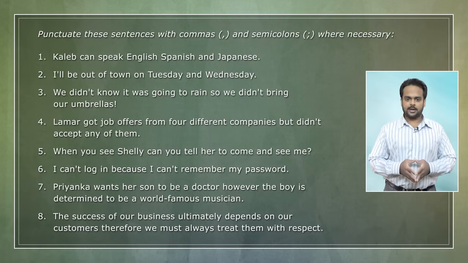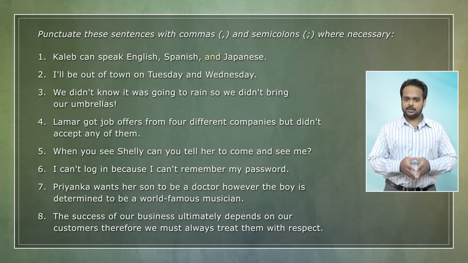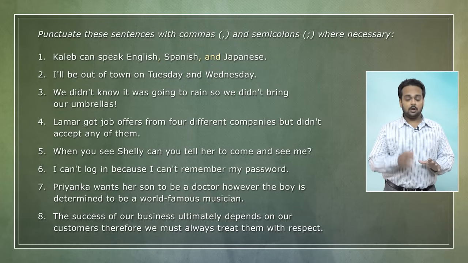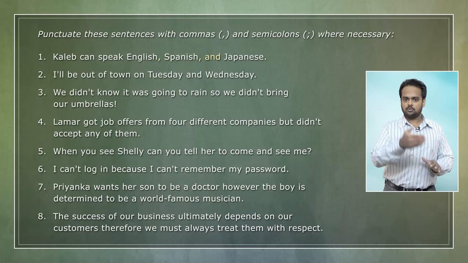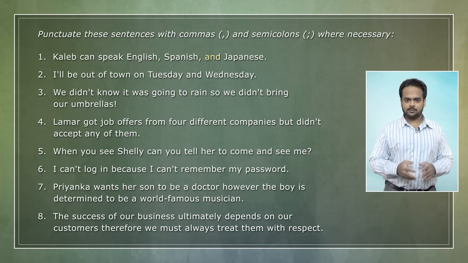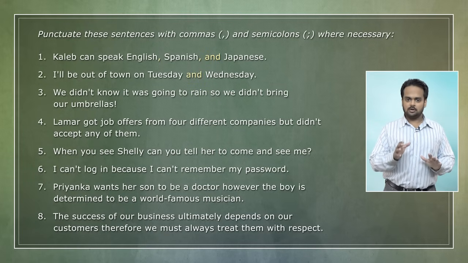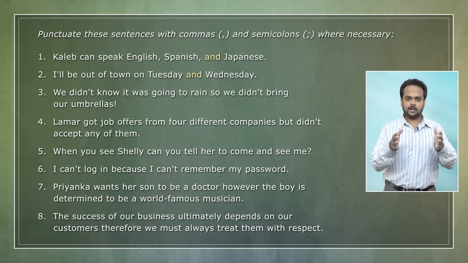All right, let's look at the answers. In sentence number one, commas have to go after English and Spanish. This is a list with 3 items, so we put commas after each item except the last. Remember that the last comma goes before the conjunction and. But in sentence number two, you don't need any commas. This is because and only connects 2 items here, Tuesday and Wednesday.